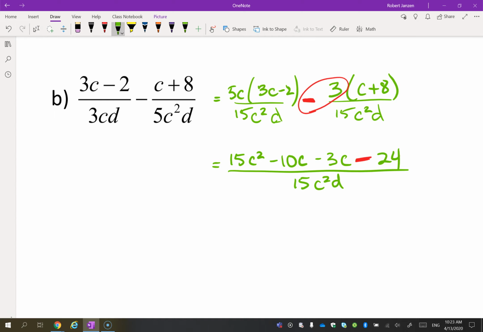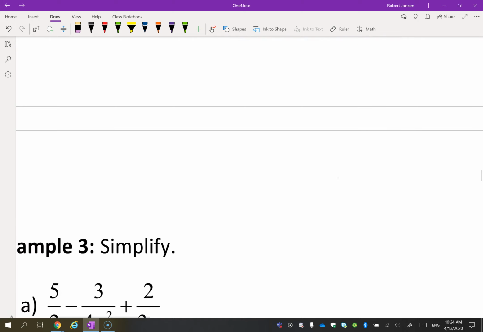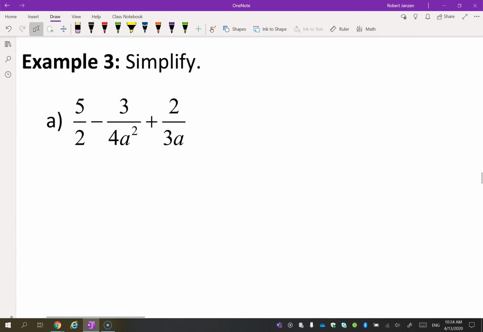Okay, so we're almost done. Let's clean this up. 15c squared minus 13c minus 24 over 15c squared d. c cannot be 0, d cannot be 0. I'm not going to check to see if it can factor, because even if I could get two factors like this, it wouldn't reduce with anything here. So I'm going to leave it for now. Won't be able to reduce that at all. Alright, do a few more.